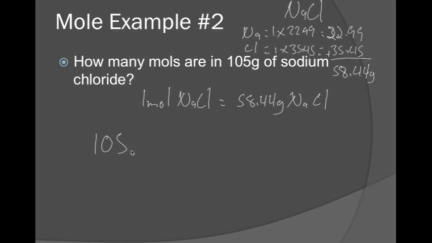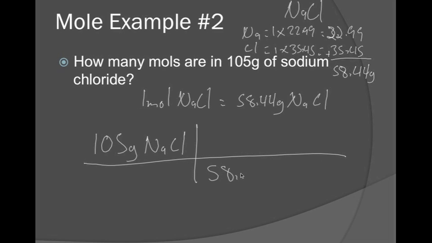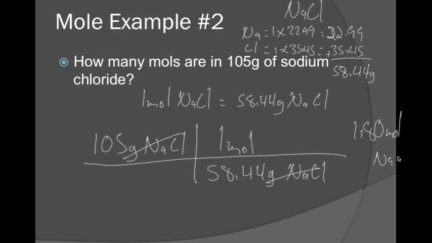I have 105 grams of NaCl, and I set it up. Since grams is on top, I put grams on the bottom, which will be 58.44 grams of NaCl. We see that those cancel because they're the same unit. We'll have mole on top. Multiply it out. It will be 105 divided by 58.44. And we see we get an answer of 1.80, and that would be moles of NaCl.